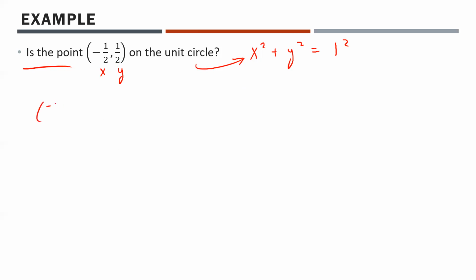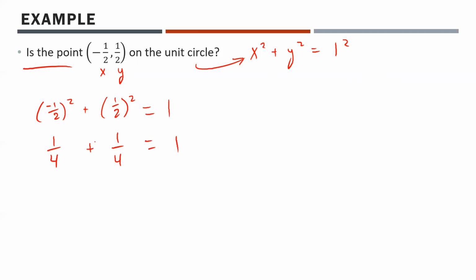X being negative 1/2, we'll say negative 1/2 squared plus y, which is positive 1/2, so positive 1/2 squared. We want to see if this equals 1 squared. Let's not fool around with that. 1 squared is just 1. There's no reason making this more complicated than it needs to be. Negative 1/2 squared is just negative 1/2 times negative 1/2, and that would give you positive 1 over 4. Plus 1/2 squared is just 1/2 times 1/2. That would also give you positive 1 over 4. And we're going to say that's equal to 1.